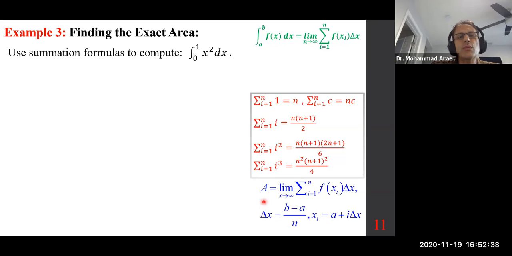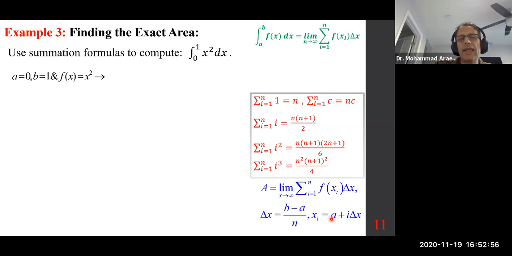Well, I hope you realize we are going to go from A to B. A is 0 and B is 1. So your function is x squared. F of x is x squared. A is 0, B is 1. So that's the first one. So let's calculate delta x: b minus a over n, 1 minus 0 over n, or simply 1 over n.